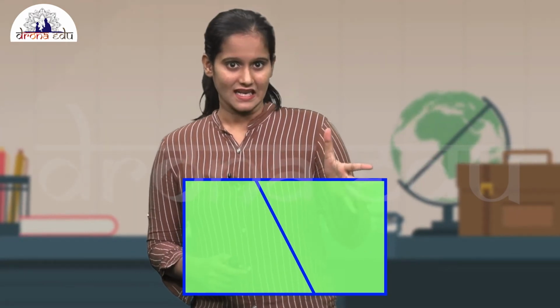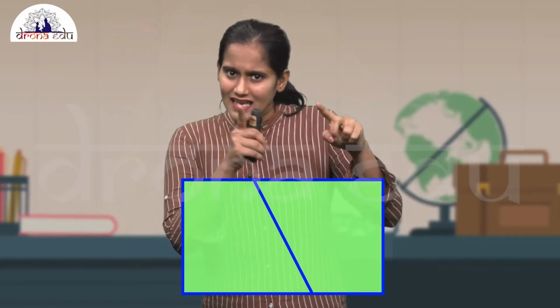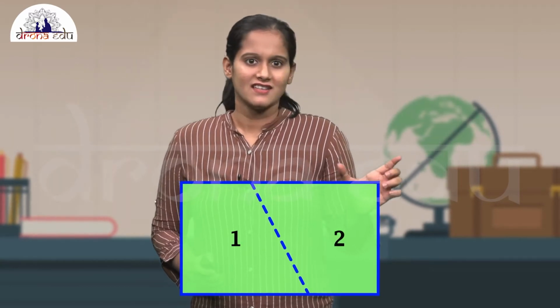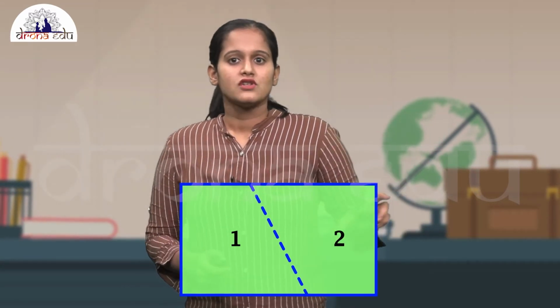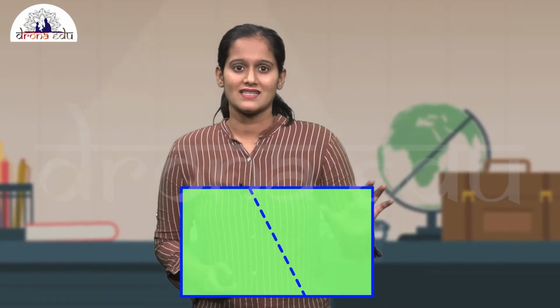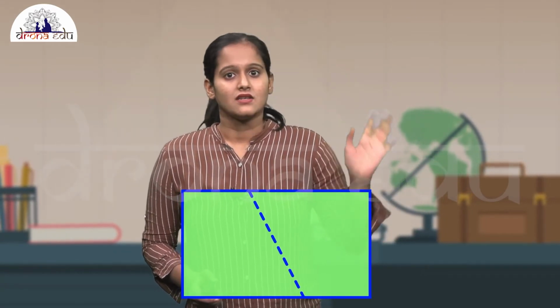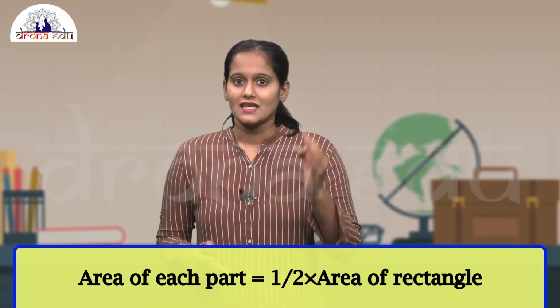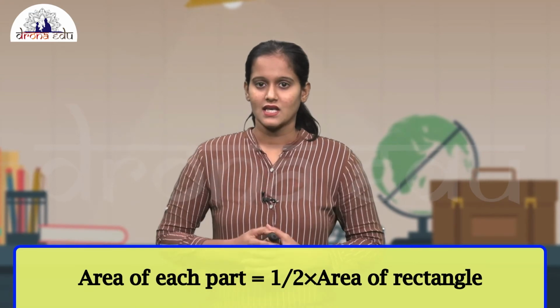So look at this picture here. If you observe, 2 parts are formed in this rectangle by drawing a slant line, right? It is dividing the rectangle into 2 parts. Here the 2 portions are of trapezium shape and they are congruent. So I can say that the area of one part is equal to the area of the other part. Therefore, the area of each part is equal to half of the area of the rectangle.